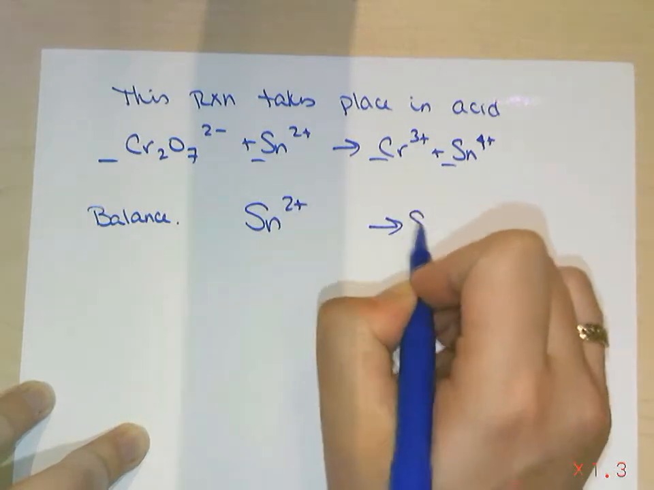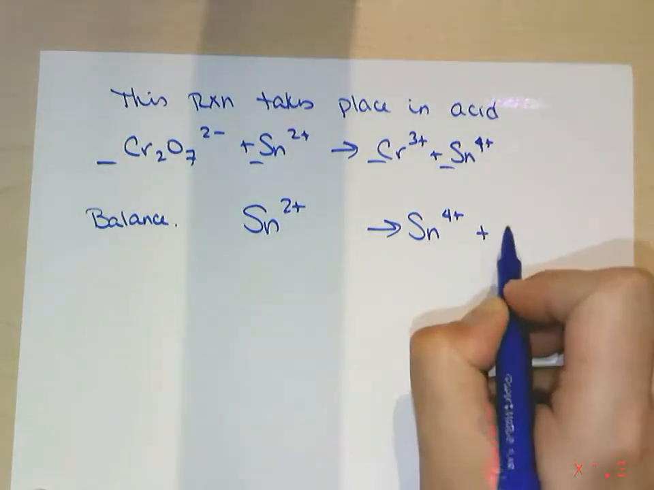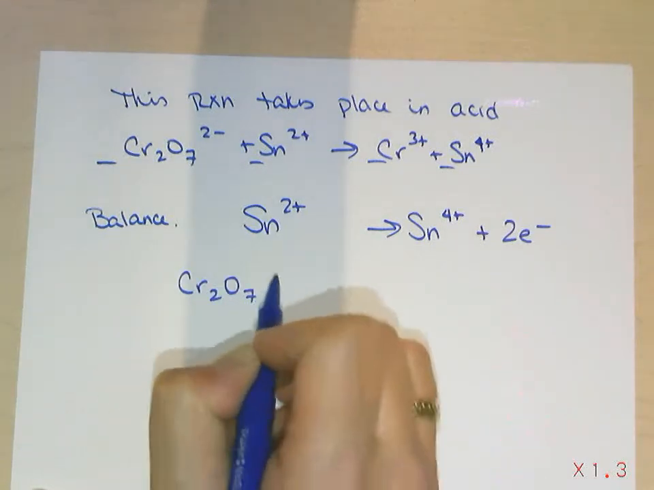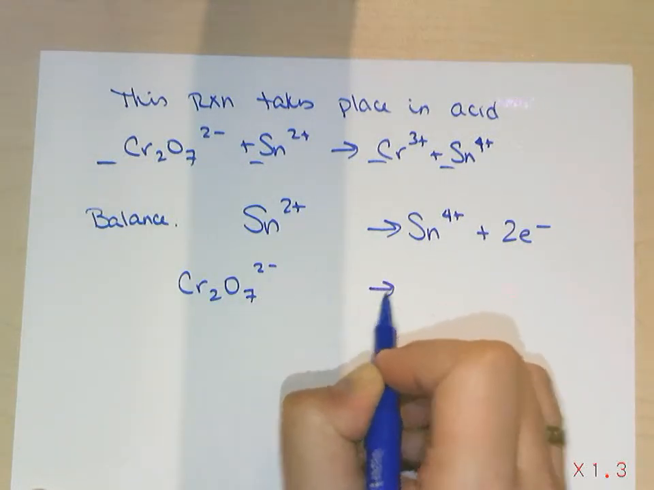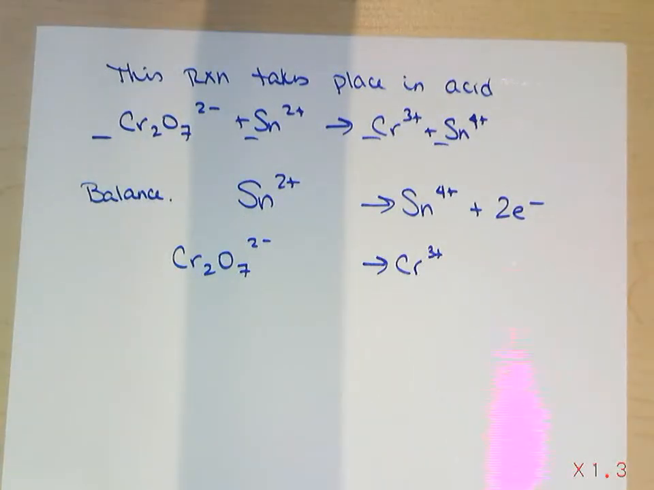Is this an oxidation or a reduction? Oxidation. All right, so where do I put the electrons? Products or reactants? Okay, and how many do I need? 2. All right, so is this an oxidation or reduction? Reduction. All right, what is the oxidation state of the chromium over here?